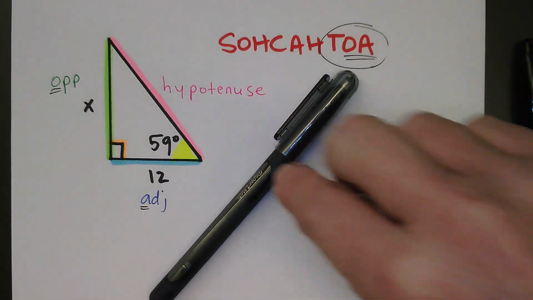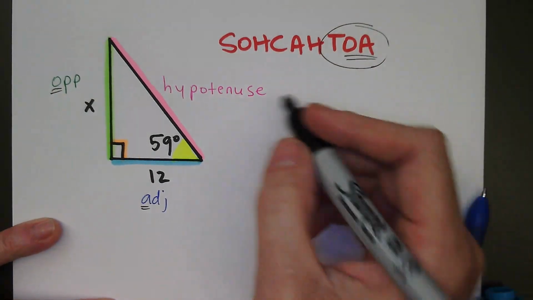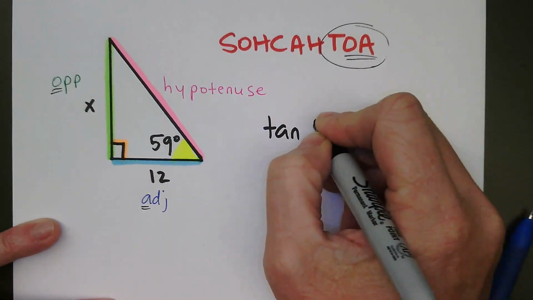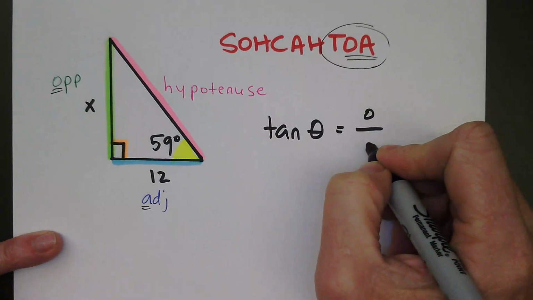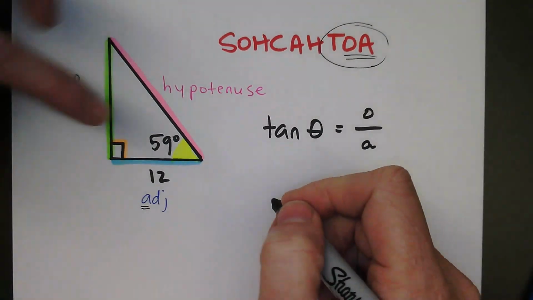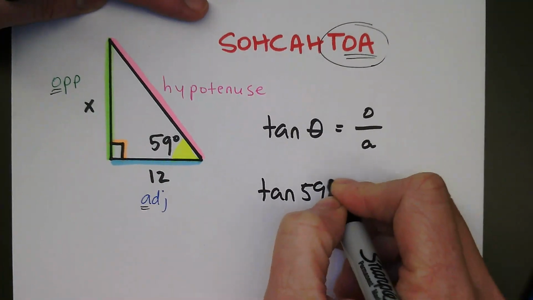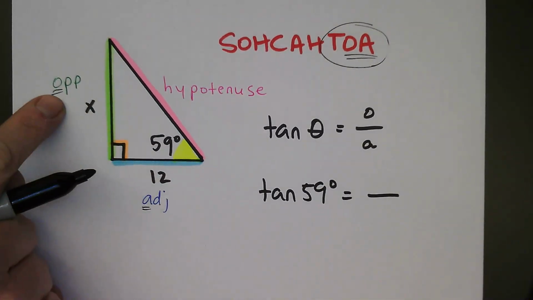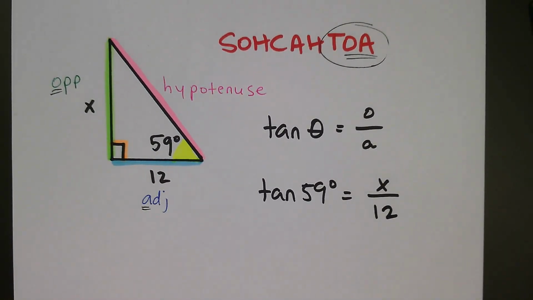So I want to set up my equation in that same structure that all of the trig ratios will go. It's going to be the trig function of an angle, and it's going to equal the fraction. In this case, the opposite over the adjacent. So specifically for this one, it's the tangent of 59 degrees, right? Because that is the angle measure that I'm looking at. And then I'm going to set up my ratio. The opposite side is x, and the adjacent side is 12. That's the equation that I set up.